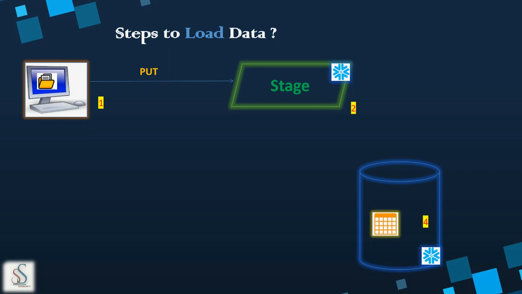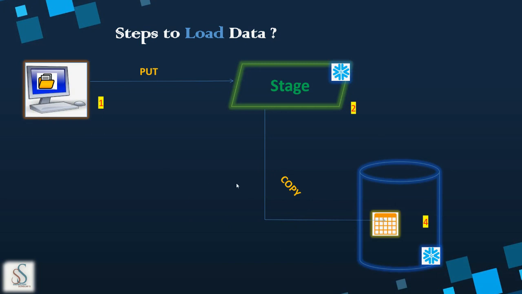We have to load the records from that file which is there in our stage into our table. How can we load that? Using the copy command. So what is the conclusion here? To put the file in the stage, we need the put command. To load the records from that file into the Snowflake table, we need the copy command.